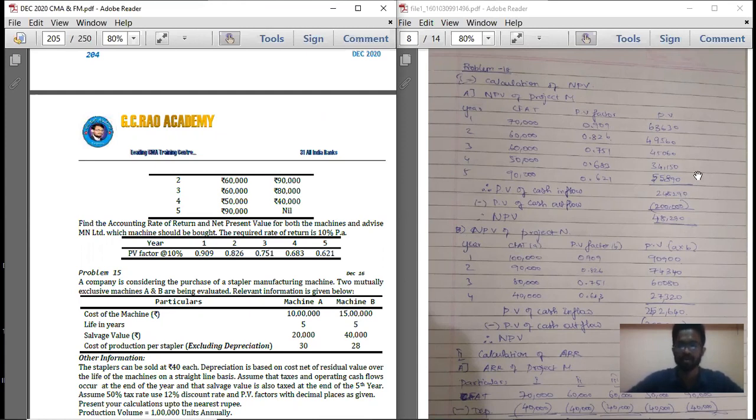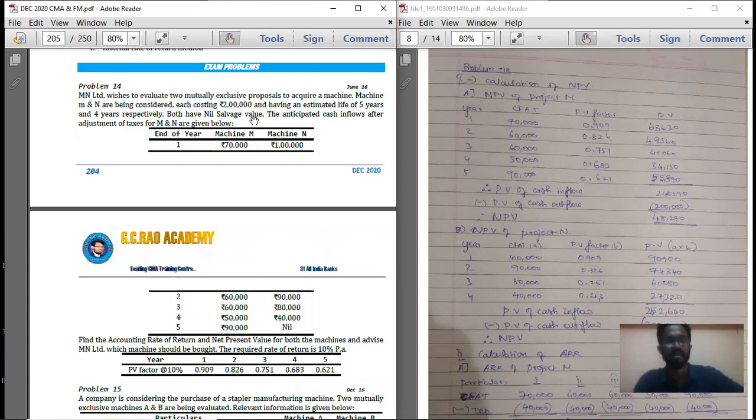Below that, less: present value of cash outflow. Below that, open a bracket. Next to that present value of cash outflow, open a bracket. How much is the cash outflow? 2 lakhs is the total cost of machinery. So next to that, present value of cash outflow: 2 lakhs into the present value factor of year 0, which is 1. So 2 lakhs into 1.